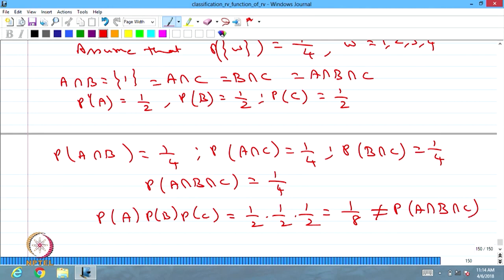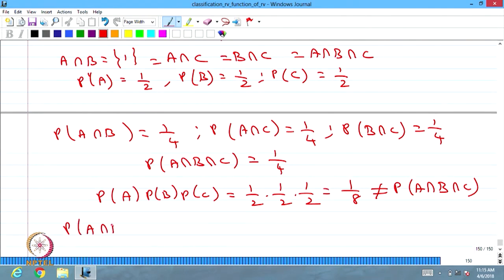Whereas, if you go for P of A intersection B, that is the same as 1 by 4, that is the same as P of A into P of B. Similarly, probability of A intersection C, that is the same as P of A into P of C. Similarly, P of B intersection C, that is the same as P of B into P of C. That means it satisfies the independence condition for any two events, not for all three events.